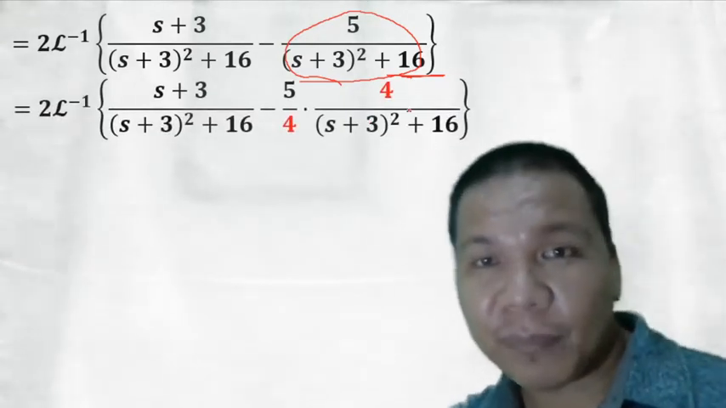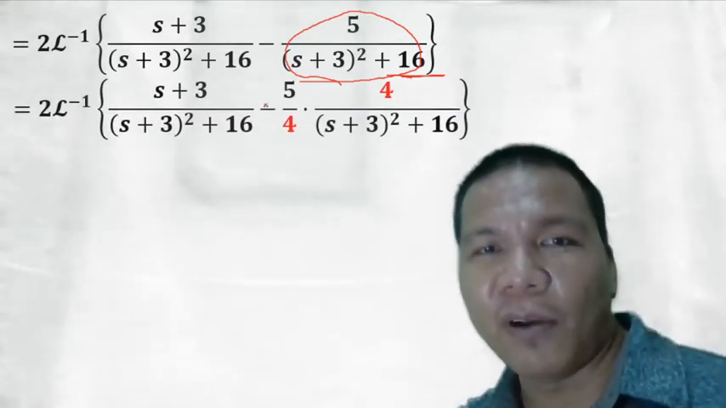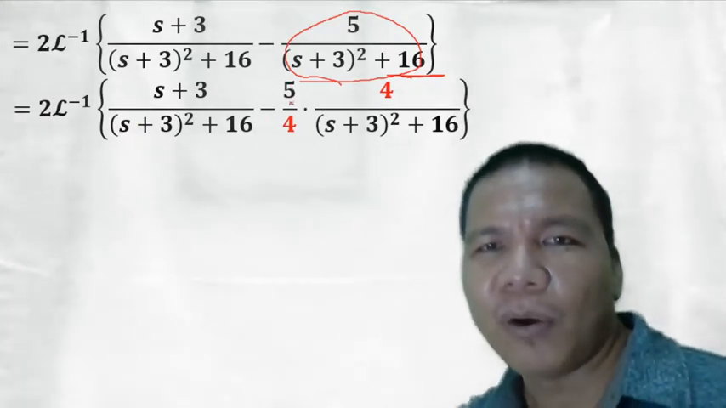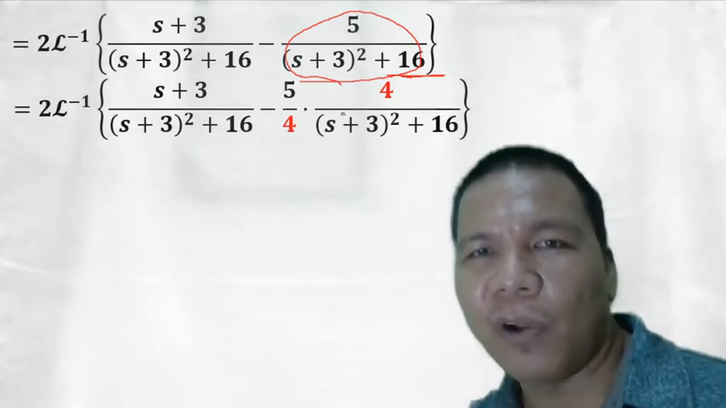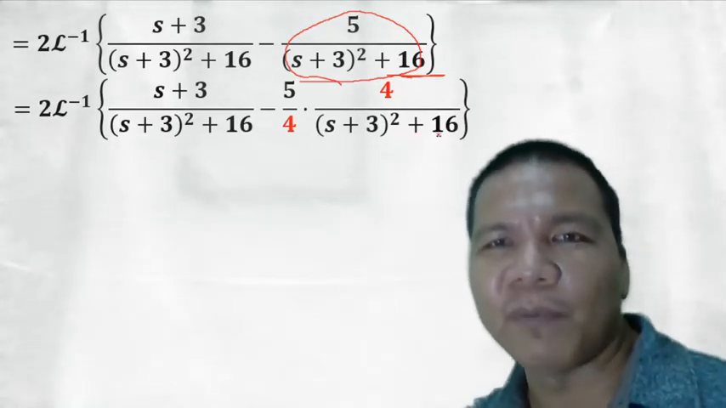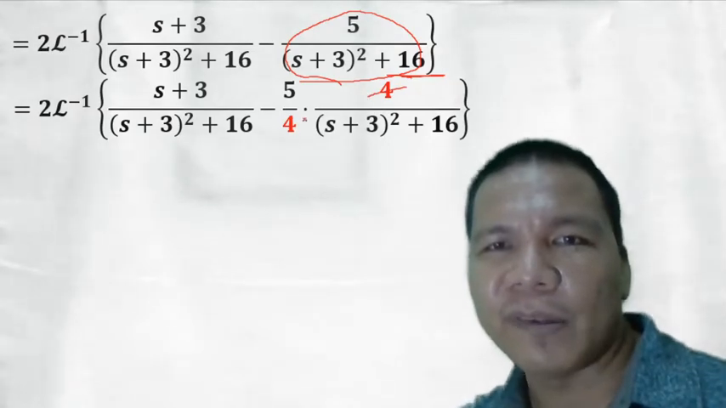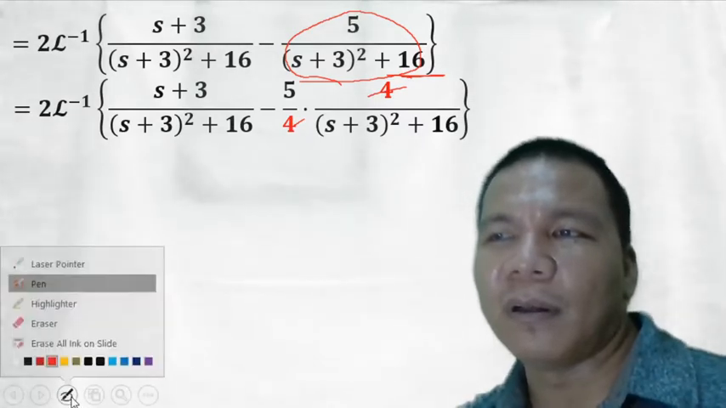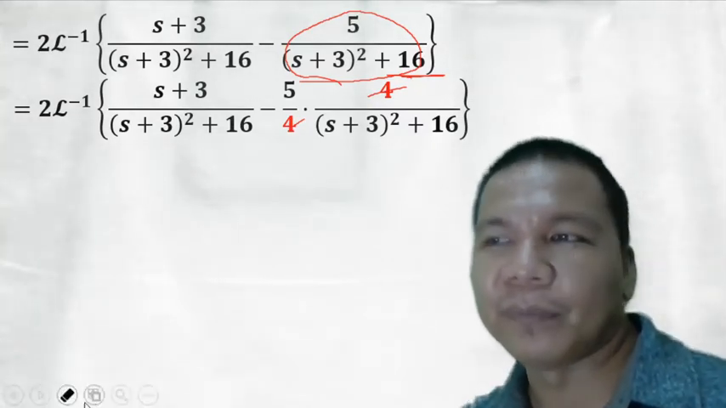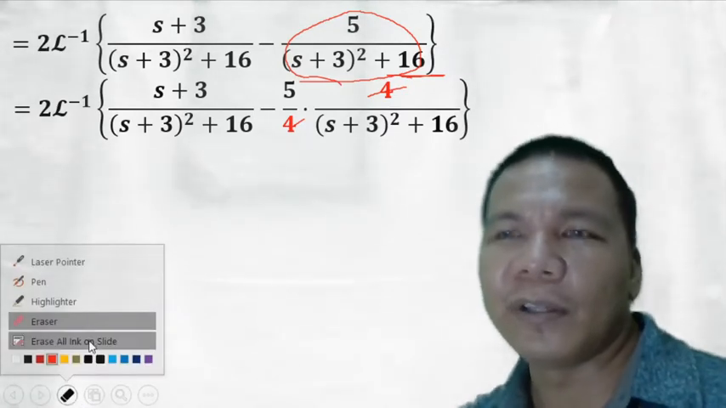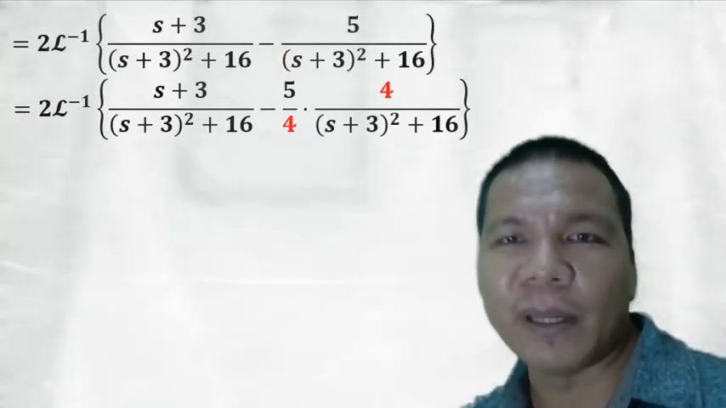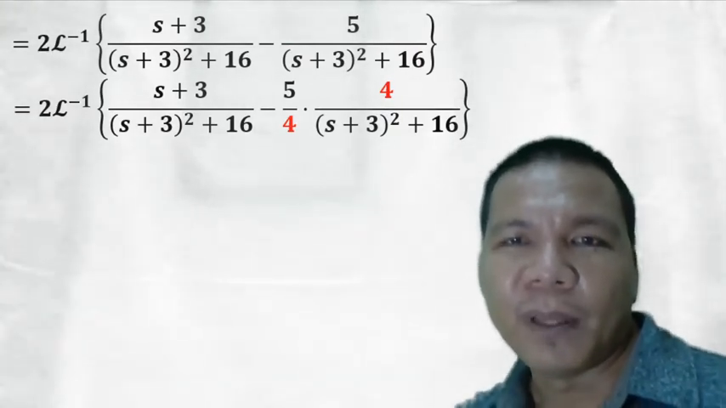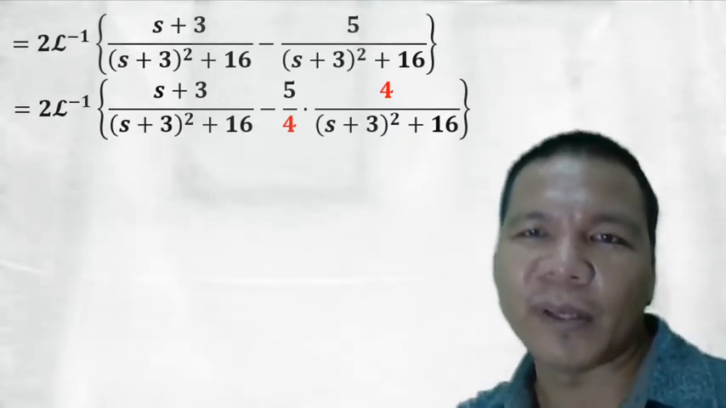That will become (s plus 3) over ((s plus 3) quantity squared plus 16) minus 5 over 4 times 4 over ((s plus 3) quantity squared plus 16). Take note, 4 and 4 is just 1. If that is equal to 1, your term here is not changed. By the way, I deleted all the markings. So 4 and 4 is just 1, so 1 times 5 is 5.